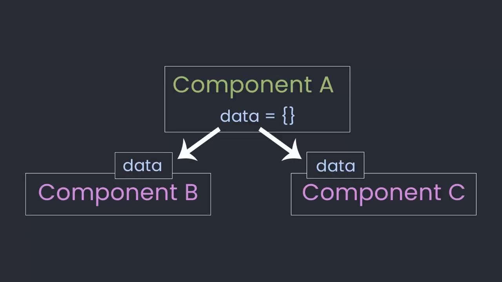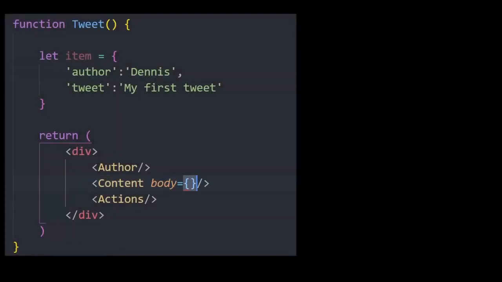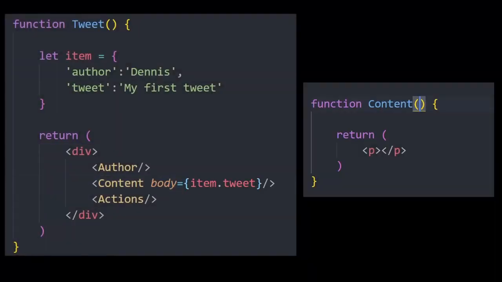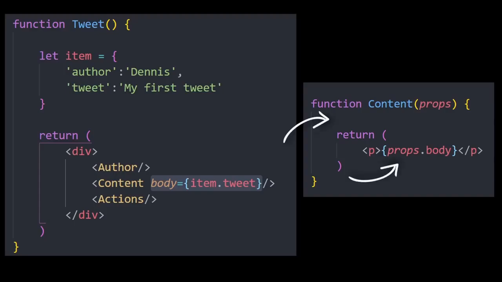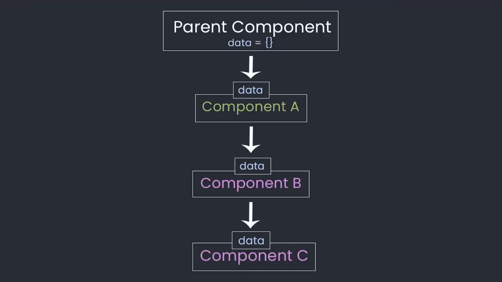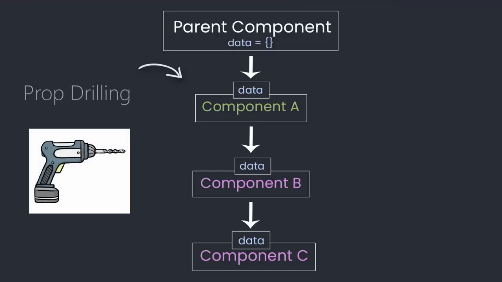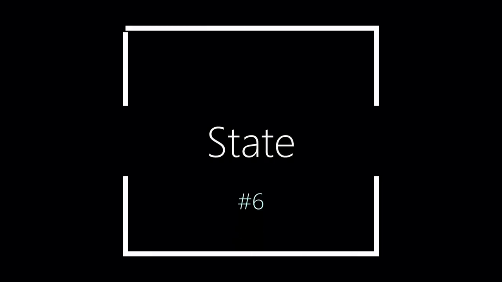Props. When you need to pass data down from one component to another, you can pass it down as a prop. A prop can be passed down like a function parameter. Once a prop is passed down into a component, you can now use that prop anywhere in the child component. Props can be passed down multiple layers if needed. The term for this is called prop drilling. Prop drilling can get messy, so we'll talk about some solutions to this in a minute.